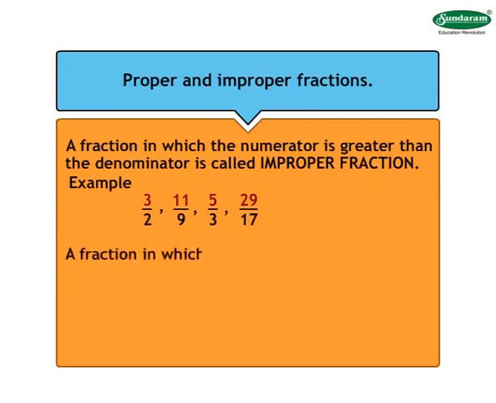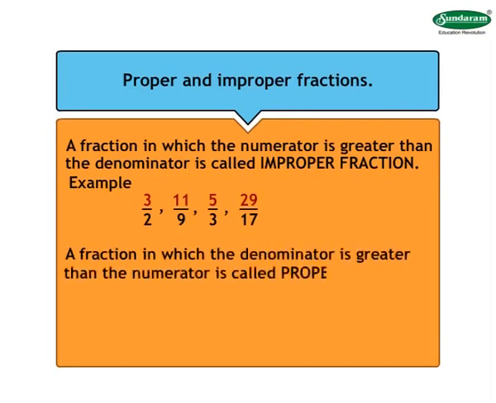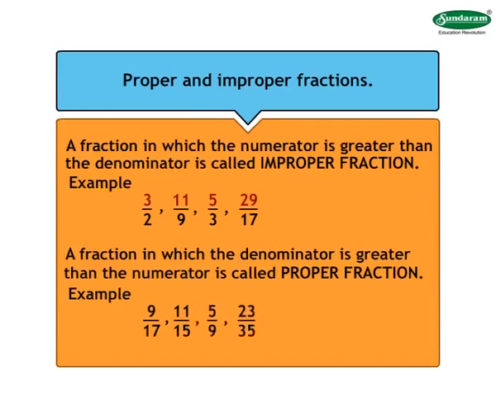A fraction in which the denominator is greater than the numerator is called a proper fraction. Example: 9 upon 17, 11 upon 15, 5 upon 9, 23 upon 35. In these examples, you can see numerators are smaller than denominators of each fraction.